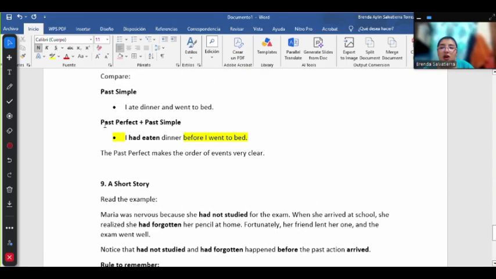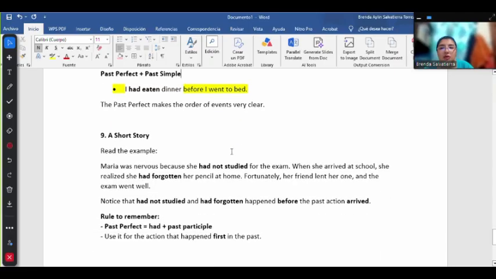Okay, but past perfect is the action that happened first, and then the action written in simple past happened later, after the action written in past perfect. Both actions are in the past, but the past perfect makes the order of events very clear.